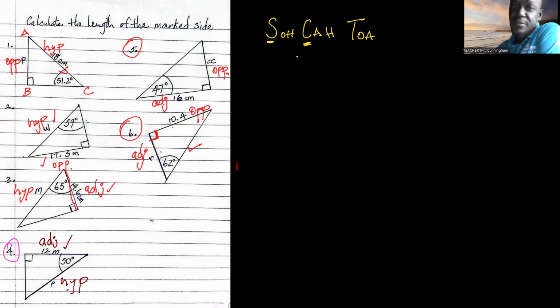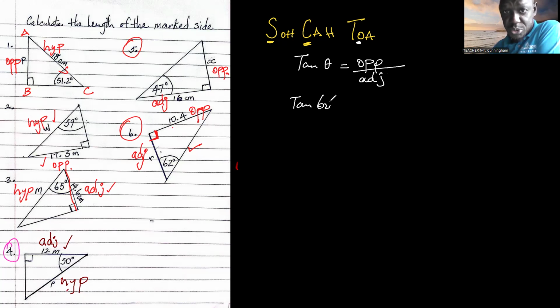Tan. So tan theta is equal to what? Keshawn? Opposite over adjacent. So tan 62, R tan 62 degrees is equal to the opposite side.